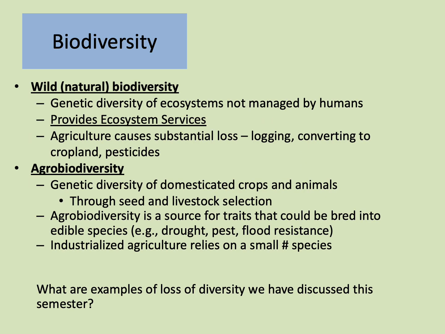The biodiversity issue in agriculture works on two levels. One is that agriculture itself can cause substantial loss, right? Logging forests or draining wetlands to convert into farmland, right? And the other issue is the diversity of the food crops themselves.